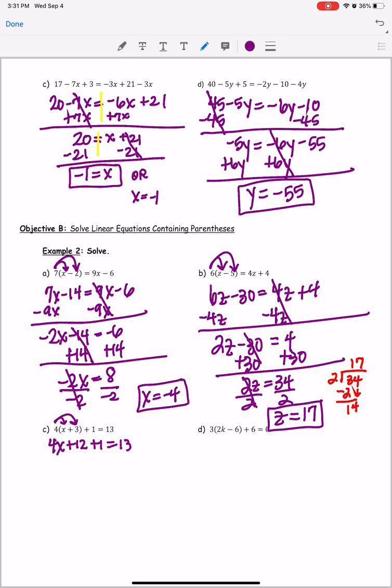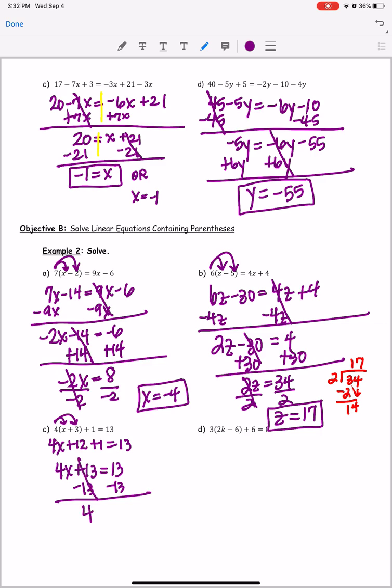Step 2, combine your like terms. So look at each side. On this side here, is there anything we can combine? Yes, we can combine a 12 and a 1. 12 plus 1 gives me 13. So I got 4x plus 13 equals 13. So I already have my variable on one side, so that means I need my constant to the other side. So how do you move this 13 over here? Well, the opposite of adding 13 is to subtract it.